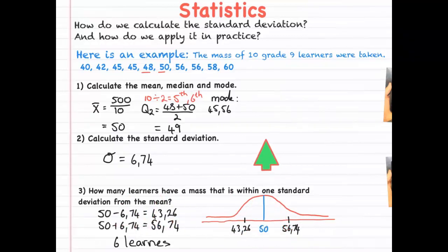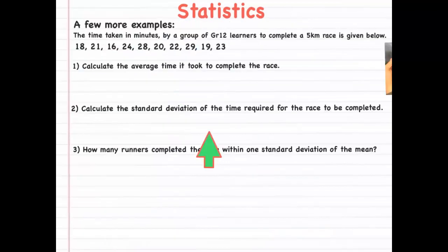Now, let's go and look at another example. Now, here is another example. You can try it first at home and then see if you can get it right. So, a few more examples. The time taken in minutes by a group of grade 12 learners to complete a 5-kilometer race is given below. So, some of them take 18 minutes, 21 minutes, 16 minutes, 24 minutes, all the way to 23 minutes. Okay, now we want to calculate the average time it took to complete the race.